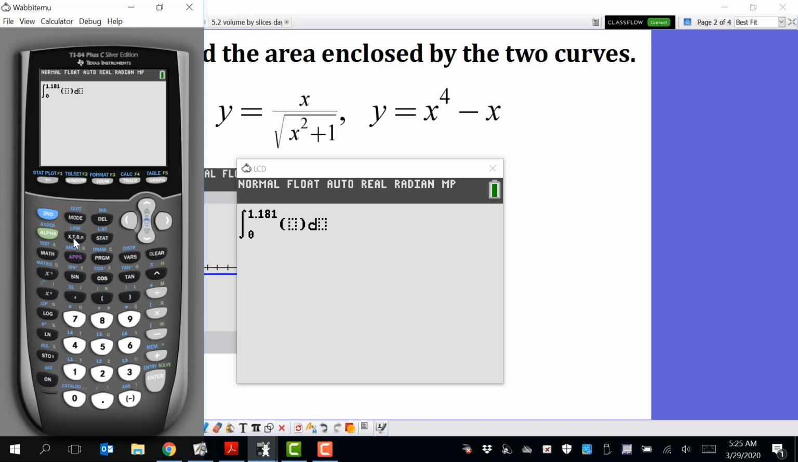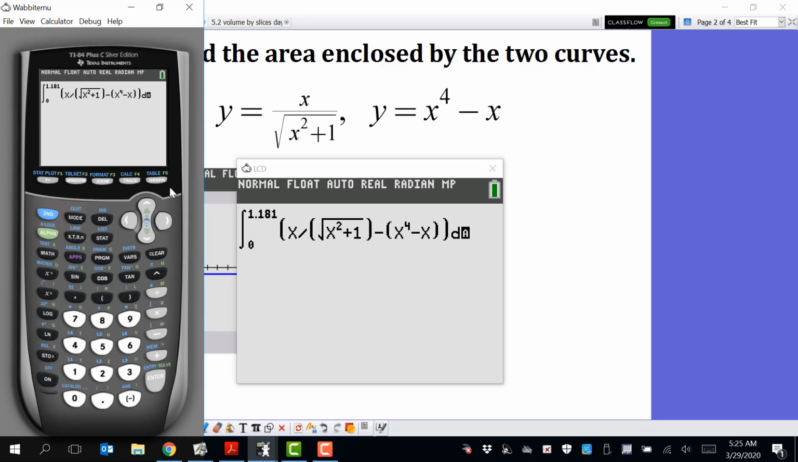Now for the actual integration, remember we do curve on top minus curve on bottom. So the curve that was on top was the one that was x divided by the square root of x squared plus 1. So that's the curve on top, and then we're going to subtract the curve on the bottom. Now remember, on this piece, when you subtract the curve on the bottom, it's a really good idea to put that second curve in parentheses. So x to the 4th minus x. Oh, I forgot the minus. Minus x. Close that set of parentheses.